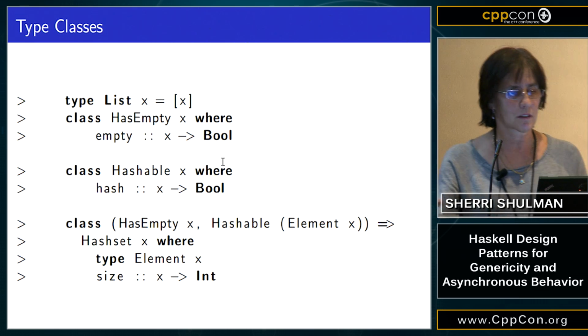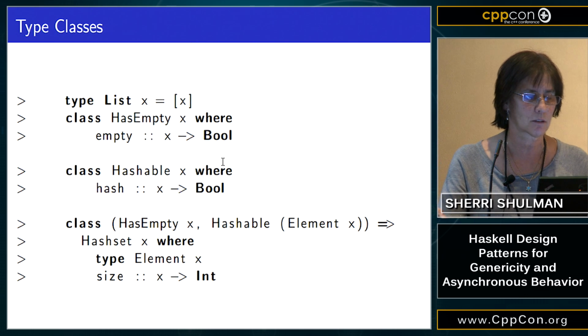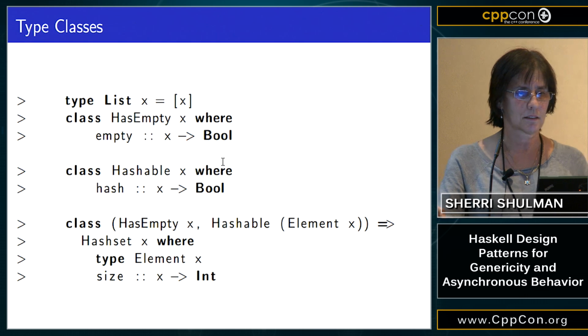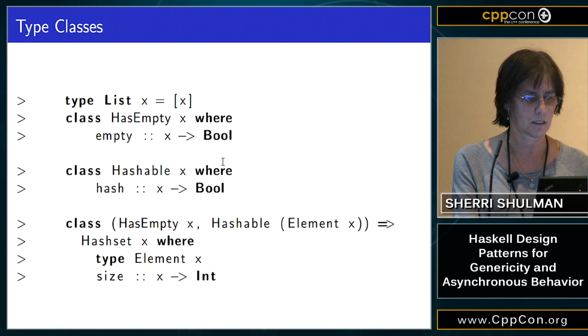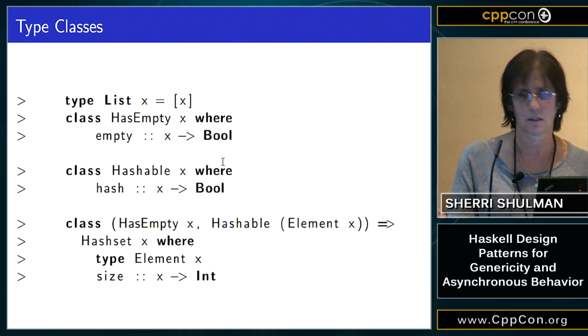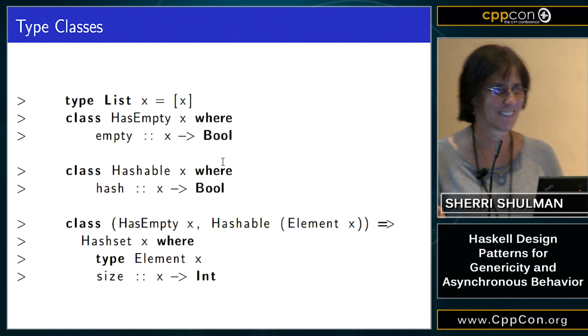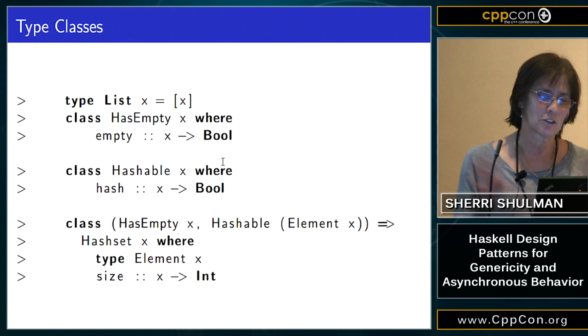X is hashable, so the class Hashable, we say X is hashable if it contains a hash function. And again, that's a typo. Sorry about that. Hash should be returning an int, not a bool. It would not be a very interesting hash function if it returned a bool. You know, some typos you just can't find.